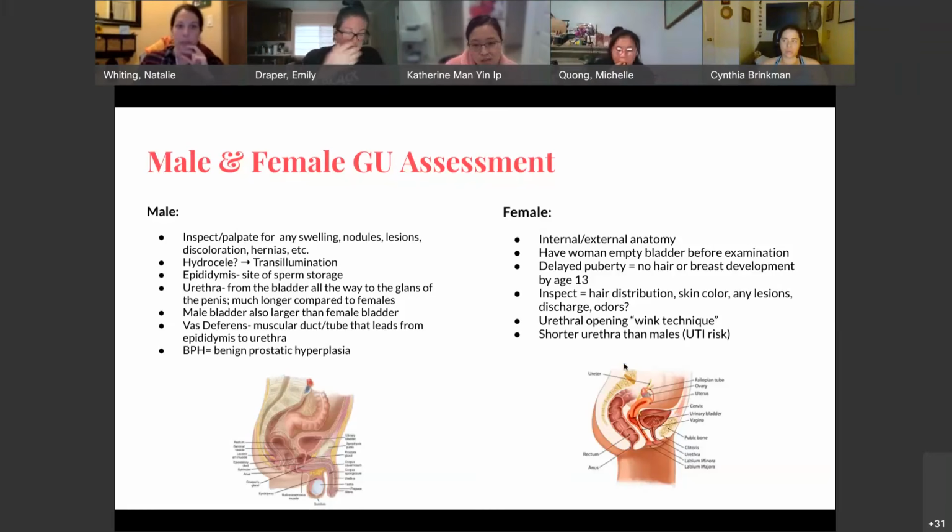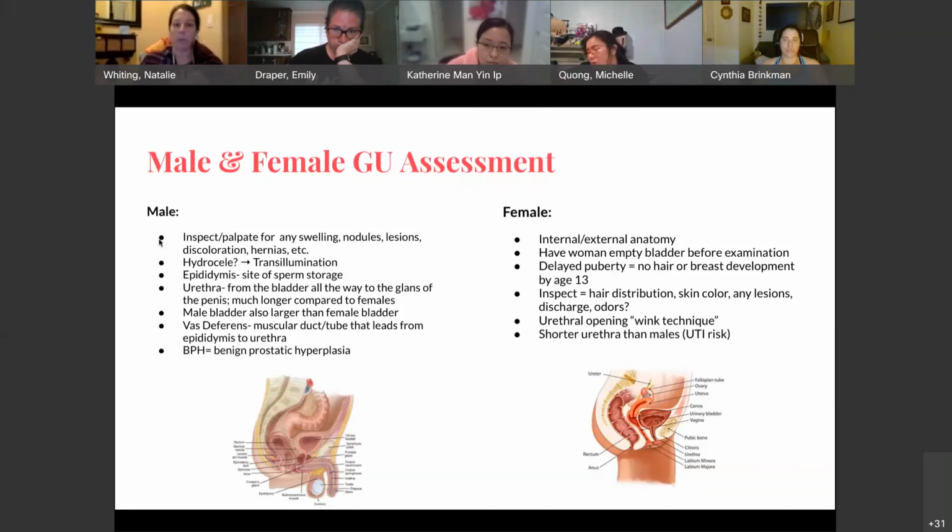Unfortunate. Okay. Male genitourinary. These are important concepts to know and go through. If there were ones that she hit on more for GU, I didn't really know what to put focus on, but I'll go through some. So for male, you want to inspect and palpate for any swelling, nodules, lesions, discoloration, hernias, etc.